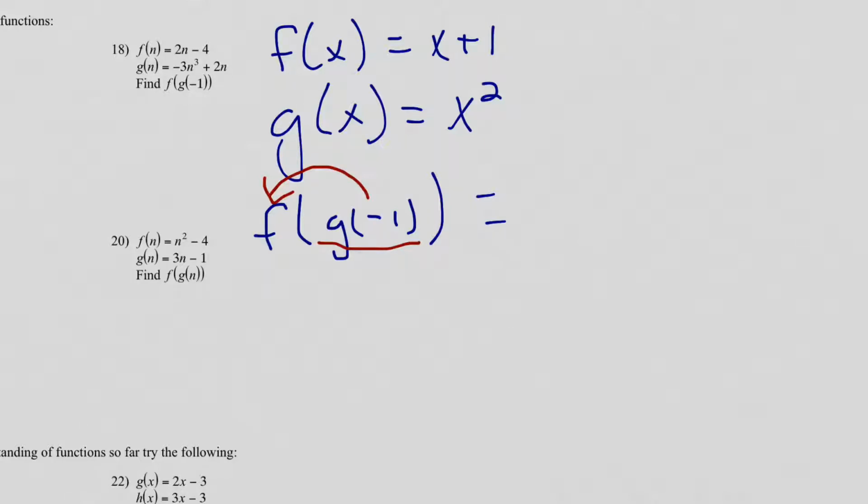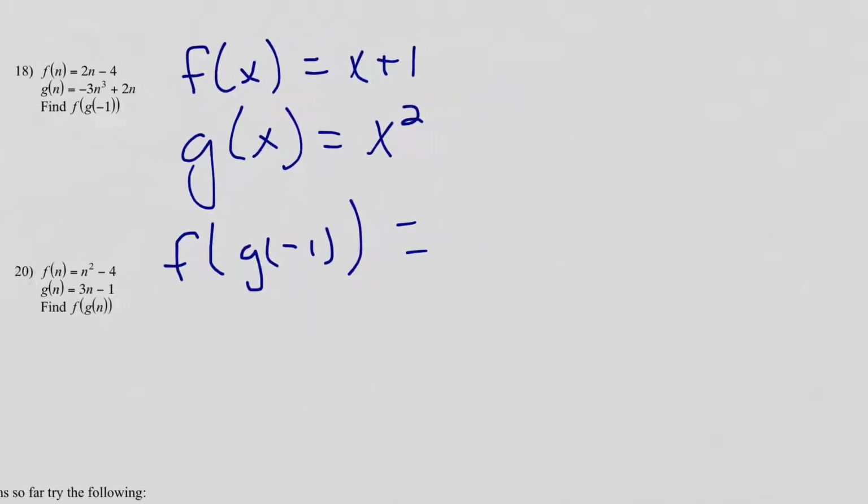So this is a bit different than what we were doing above, but not that different. We're still just following a set of instructions, and it's really important to understand that we take g of -1 and use the result of that as the input to the function f. So let's see how that works.